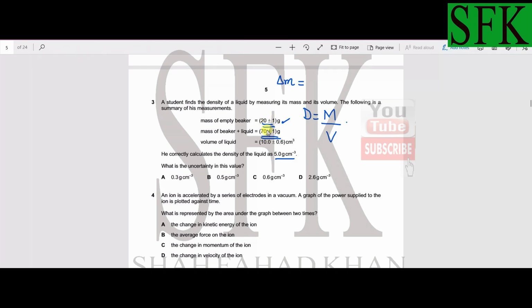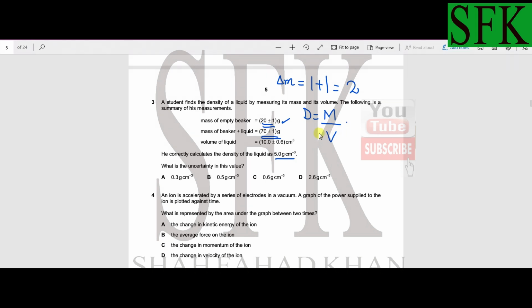Basically you need to find the difference between them. You have to subtract the mass of the empty beaker from the mass of the full beaker. In doing so, what is going to be the total absolute uncertainty? Whenever we add or subtract two measurements or two values, their absolute uncertainties get added up. So 1 plus 1, this is the absolute uncertainty in the value of mass, 2 grams. All right, now you have the absolute uncertainty of mass.